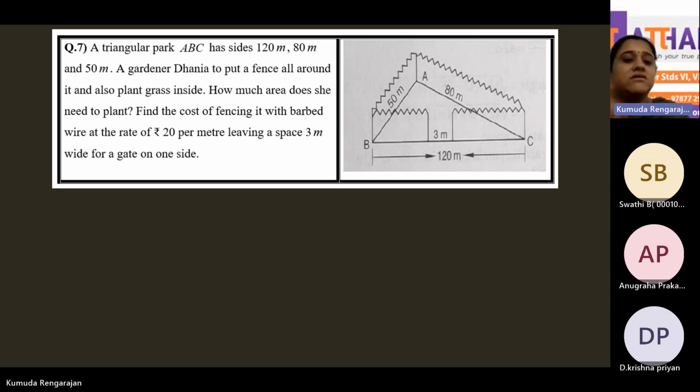Okay, now the cost of 1 meter of fence is 20 rupees. Now, how much do you want? 197 meters you want, because the perimeter is 197, right? 200 minus 3, 197. So for 1 meter, it is 20 rupees. For 197 meters, it will be 197 into 20. Got the idea? Start working.